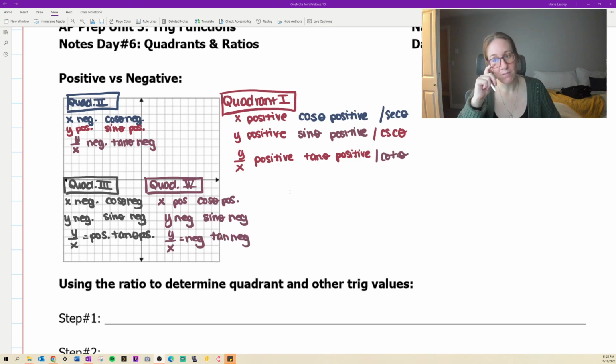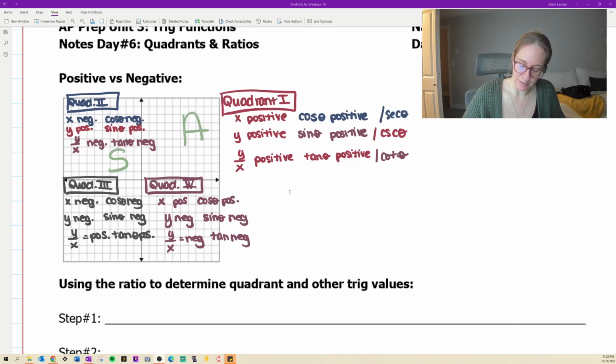Now, I know it seems like a lot to remember, but there is an acronym, I think that's what they're called, that will help you. So A, S, T, C.